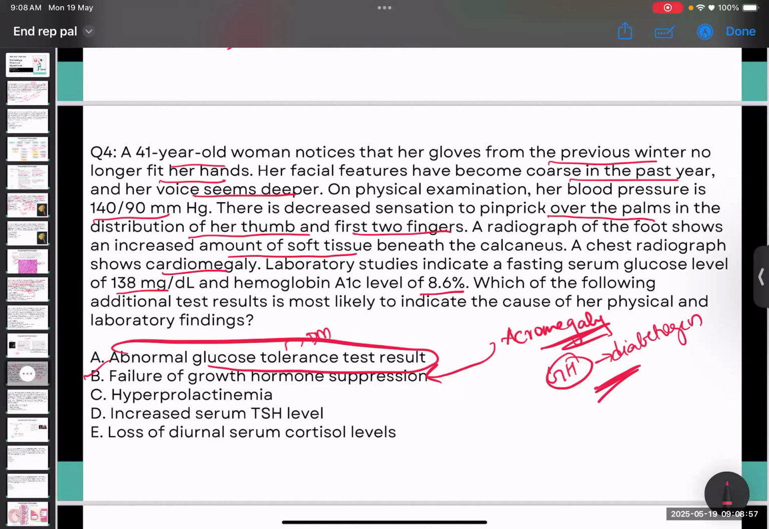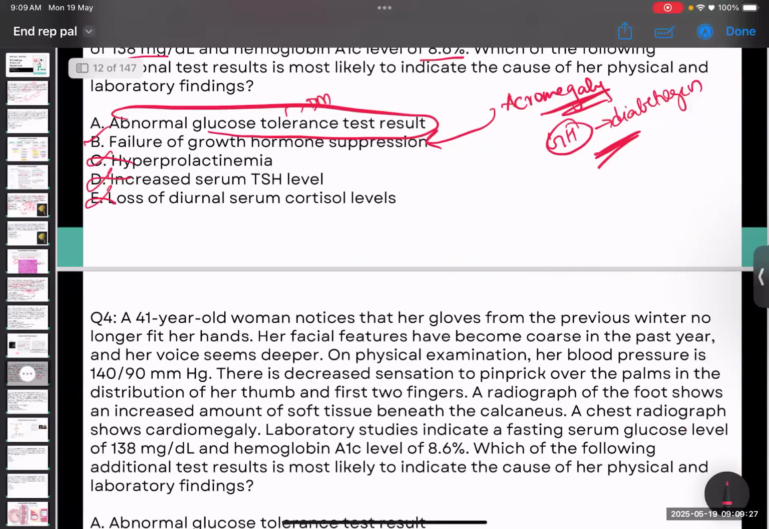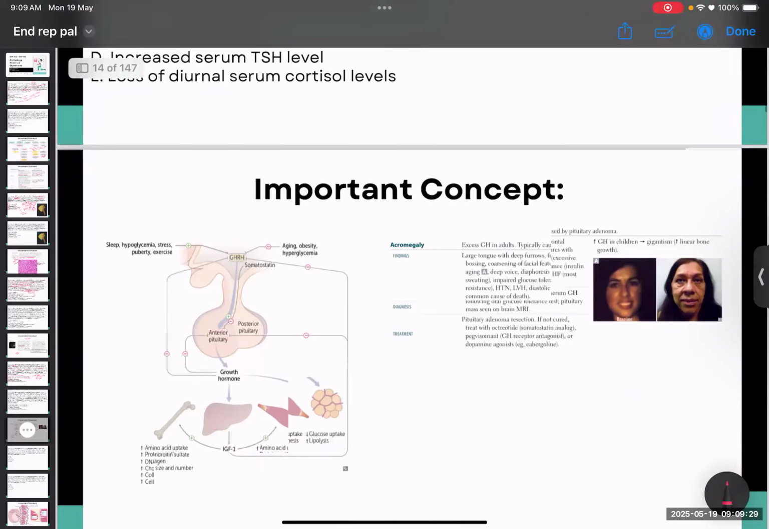If it was a prolactinoma, then if the patient hasn't reached menopause already, you would still see signs of amenorrhea, galactorrhea, gynecomastia, things of that sort. So hyperprolactinemia is not an answer here. Increased serum TSH levels, again, completely ruled out. Loss of diurnal serum cortisol levels would not be seen here because this would usually be seen in a cortisol producing adenoma or an ACTH producing adenoma, and that's not the case here. So yeah, failure of growth hormone suppression.